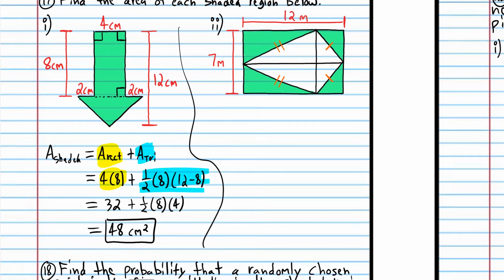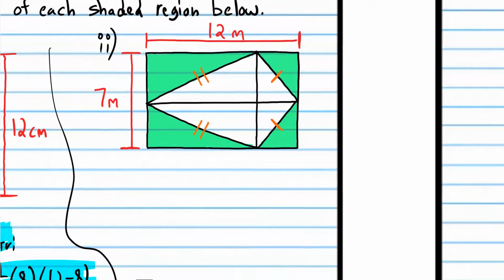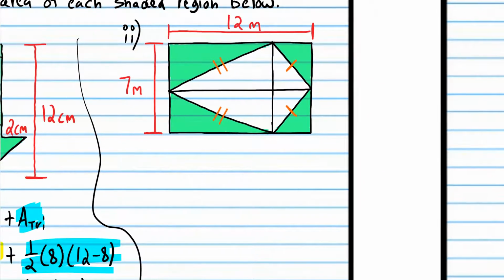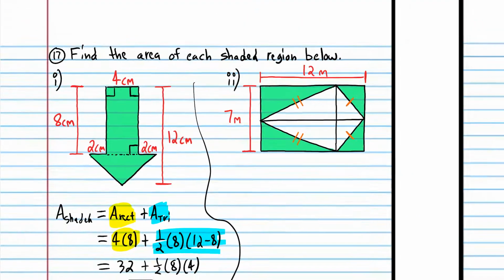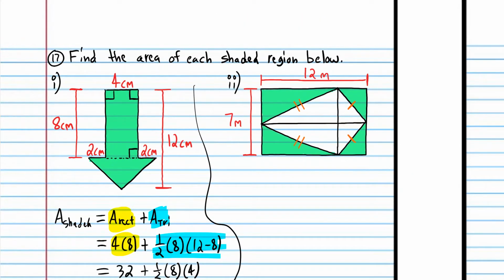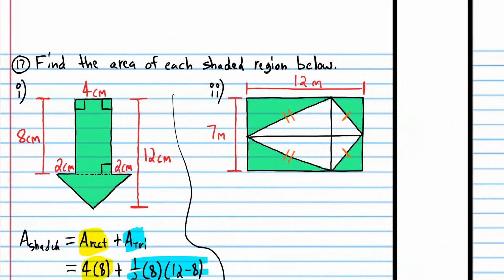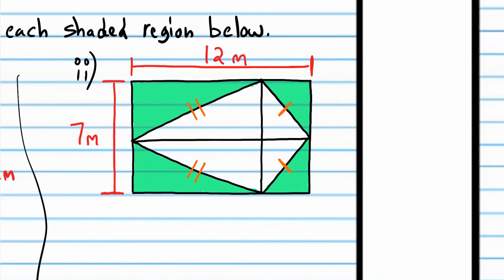All right, we're back. So we're looking for that shaded area. So we're going to find the total area of this rectangle. And I probably should have said assume that these are right angles. So I'm going to enter those in.